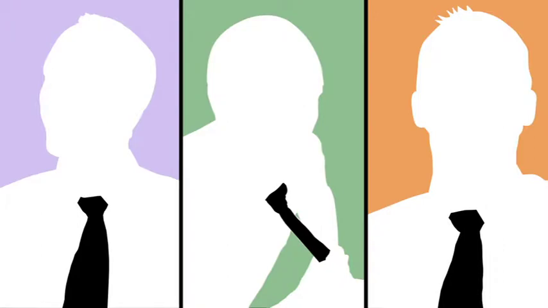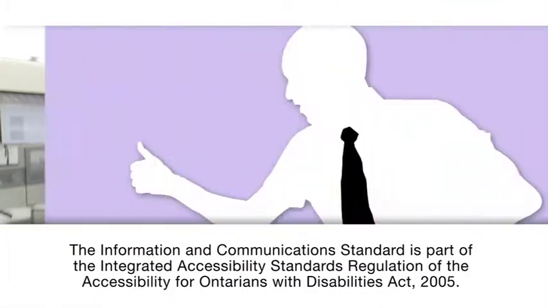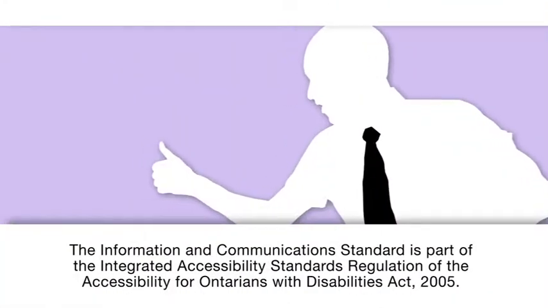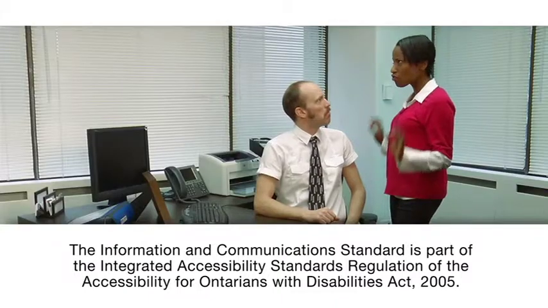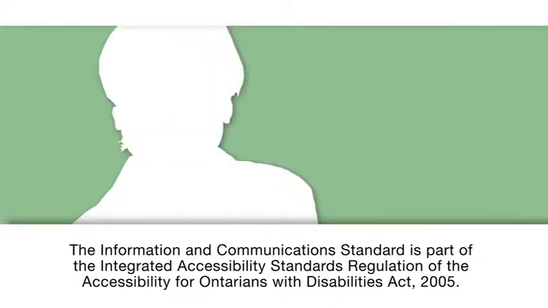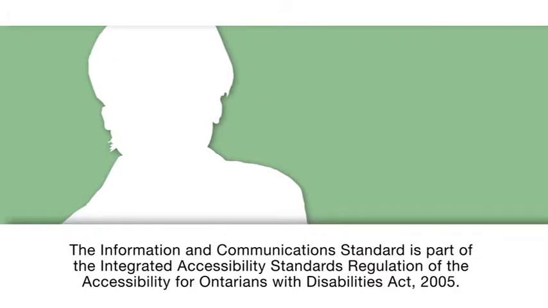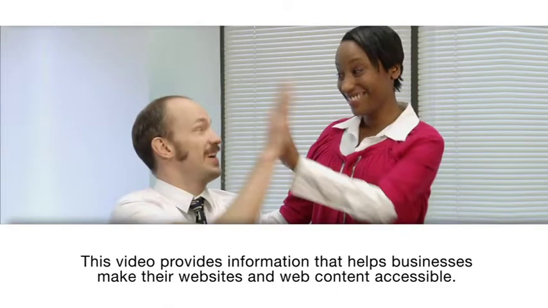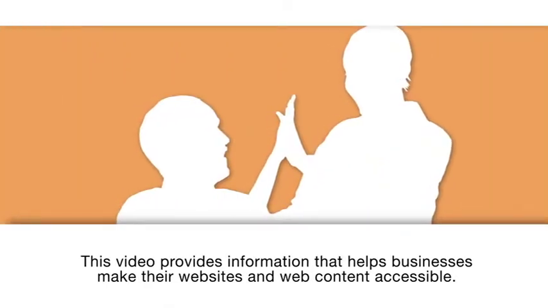The Information and Communication Standard is part of the Integrated Accessibility Standards Regulation of the Accessibility for Ontarians with Disabilities Act 2005. This video provides information that helps businesses make their websites and web content accessible.